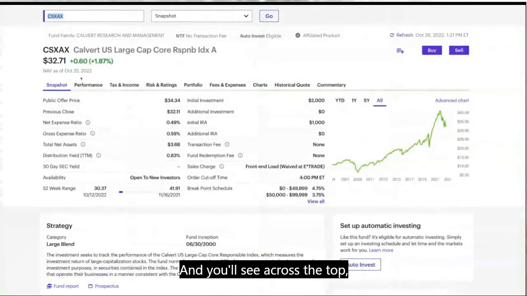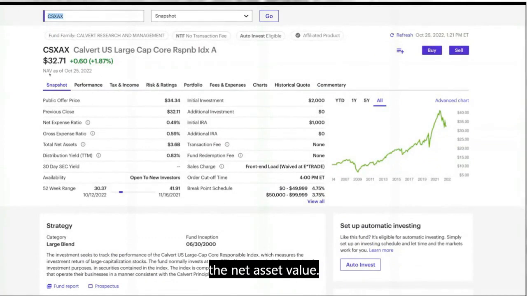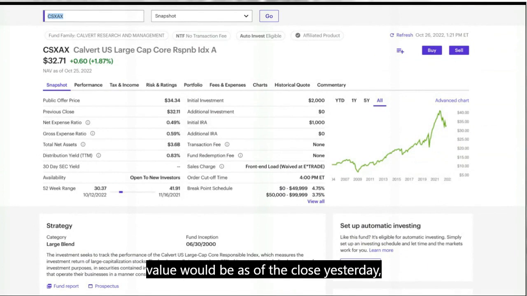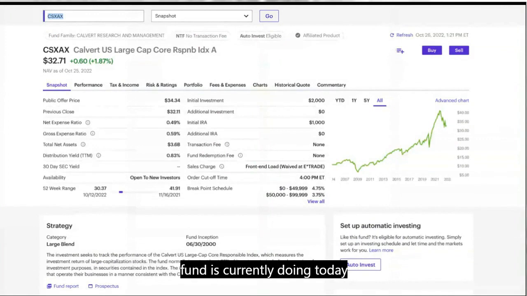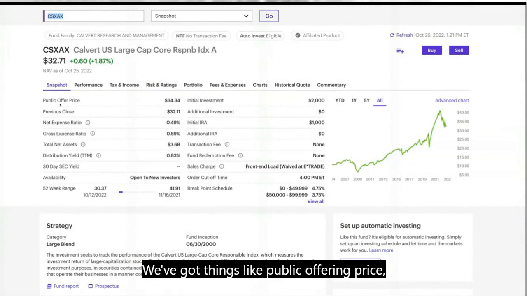You'll see across the top, we've got a price. That's the net asset value, and that net asset value is as of the close yesterday, because we don't know how this fund is currently doing today, and we won't know till later on. I've got my snapshot. We've got things like public offering price, which is the price that it was previously. We can see the expense ratios, the distribution yield, and that it's open. And then over here on the right-hand side, sales charge. Remember we talked about loads, front-end load.